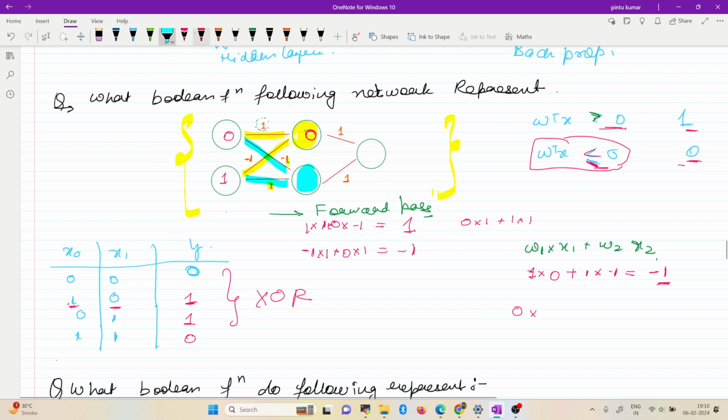Okay, so this is 0 times minus 1 plus 1 times 1. So this is 0 plus 1, which is 1. Now 1 is strictly greater than 0, so the output of this neuron would be 1. Similar thing you can do for the next layer also. So this would be 0 times 1 is 0 plus 1 times 1 is 1, and 1 is strictly greater than 0. That's why the output would be 1. So the final output is 1.